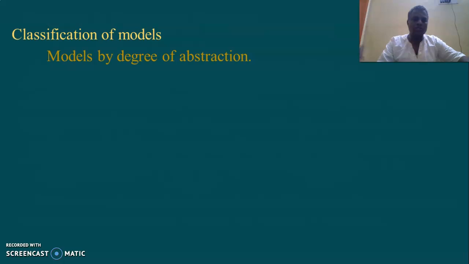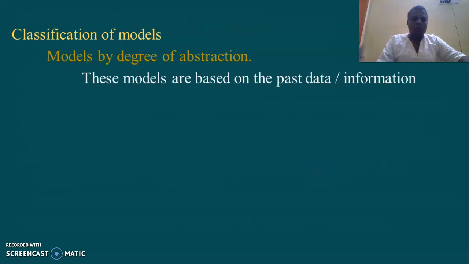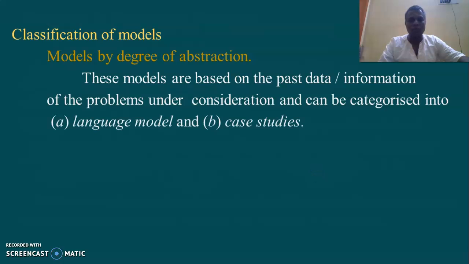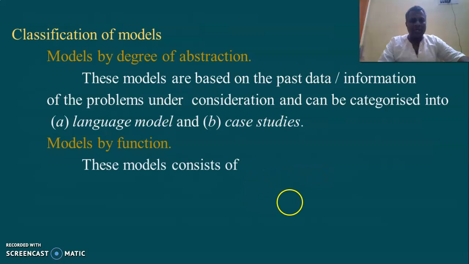Classification of models. Models by degree of abstraction. These models are based on the past data or information of the problems under consideration and can be categorized into two types: language models and case studies. A book recorded as a language model is an example of a language model.